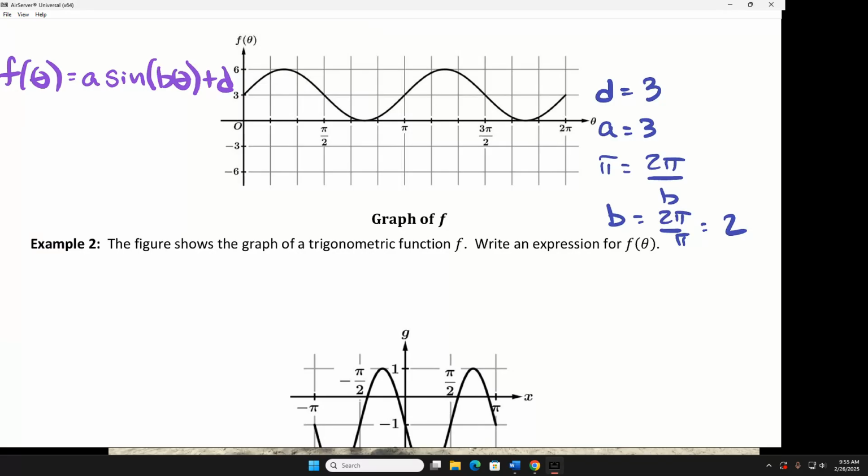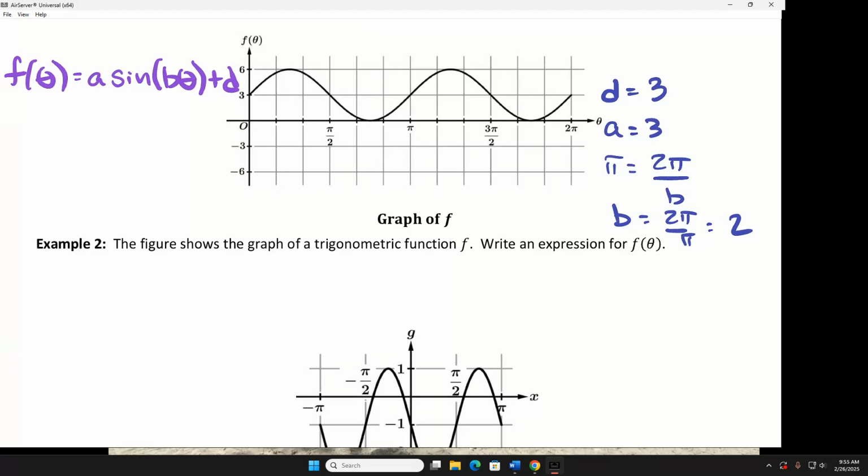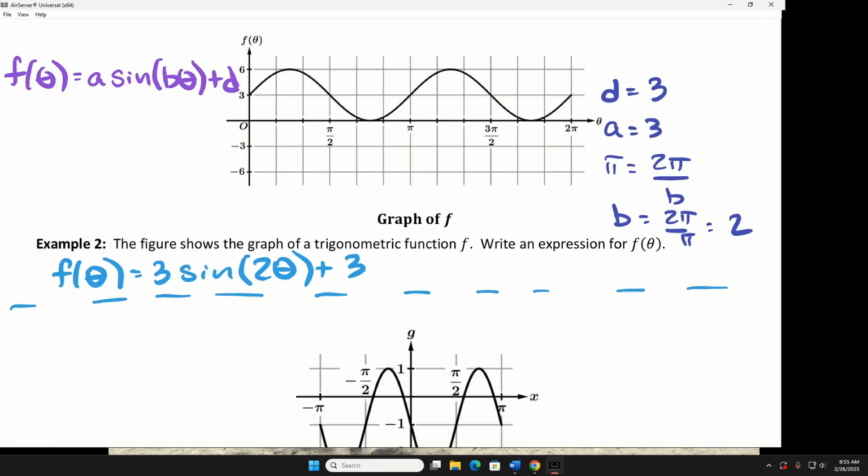All right, and then all I need to do is go back to that purple equation and fill in A, B, and D. All right, any questions?